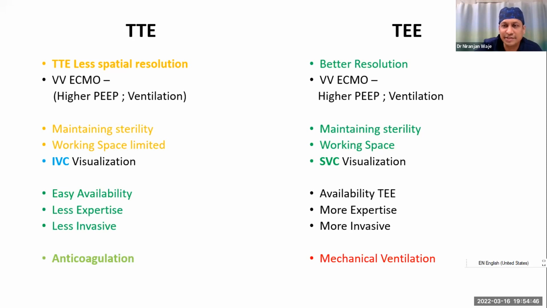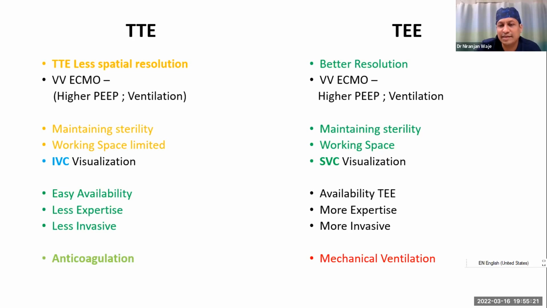Compared to that, transesophageal echocardiography has better resolution. It's the best modality to interrogate the mitral valve, the aortic valve, and anything in the posterior sector of the heart. It is the choice there, and it gives better imaging in ventilated patients. Since it does not interfere with the surgical field where the surgeon is working, it has scope for maintaining better sterility and better working space. The TEE sees the SVC better, while the transthoracic sees the IVC better.